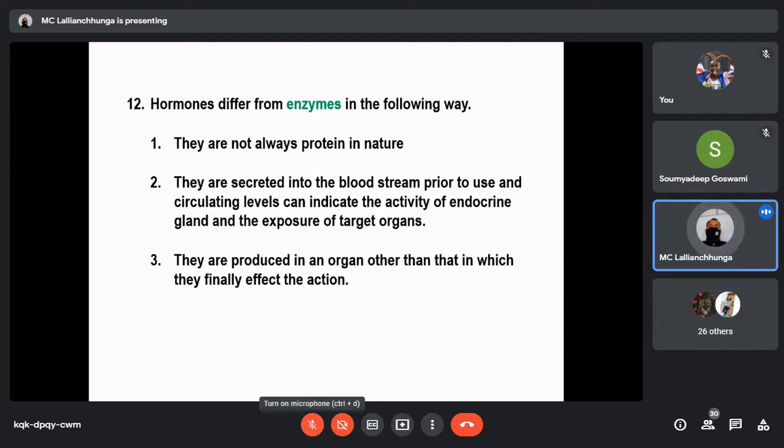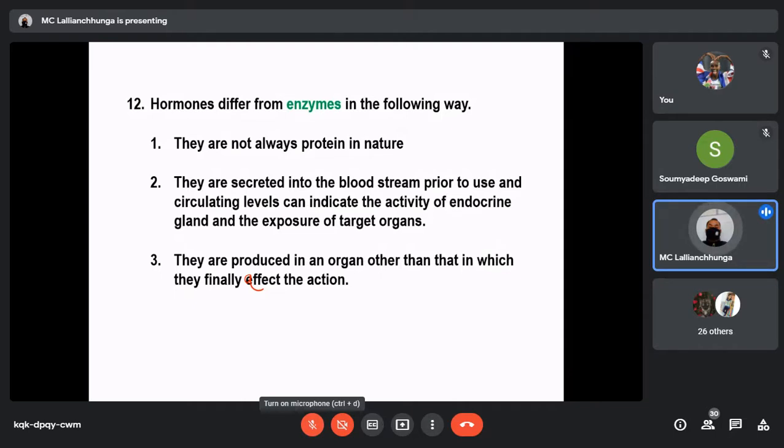Okay, it has to be affect. Okay, the action. So it means that hormones, you know that after they are synthesized, they do not have any function in that endocrine gland. They have to be excreted into the bloodstream, where they will be circulated and affect the target organ.